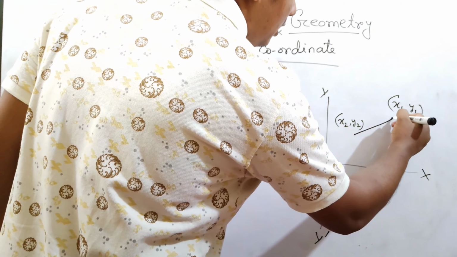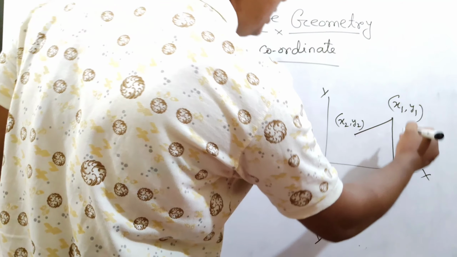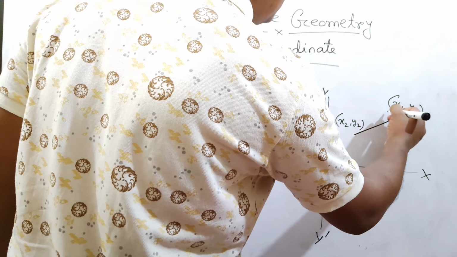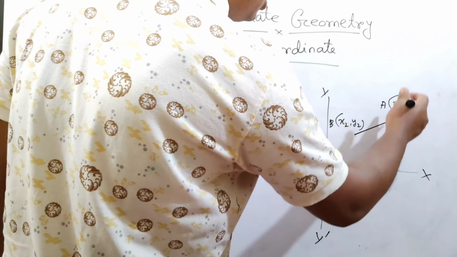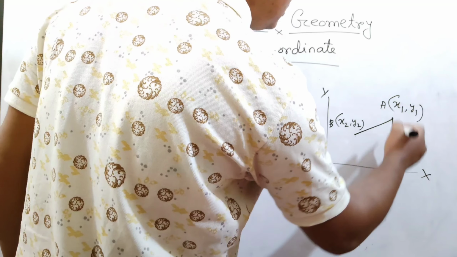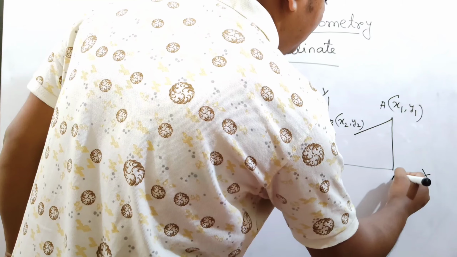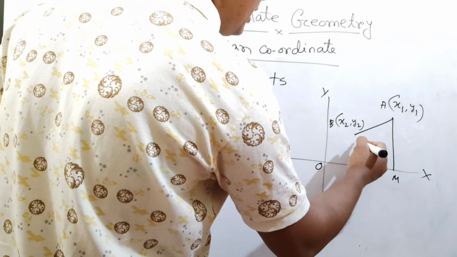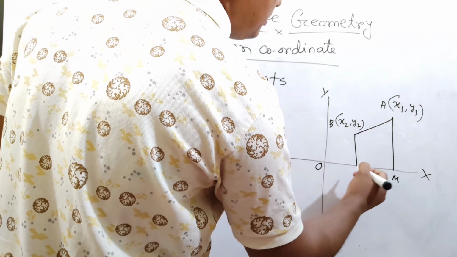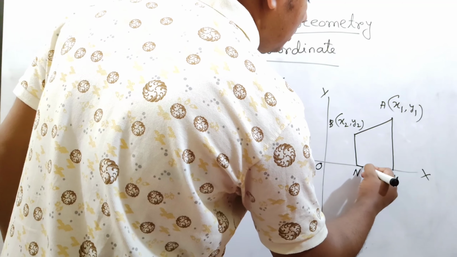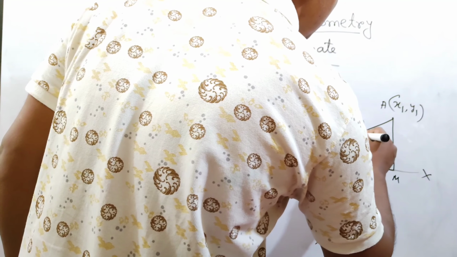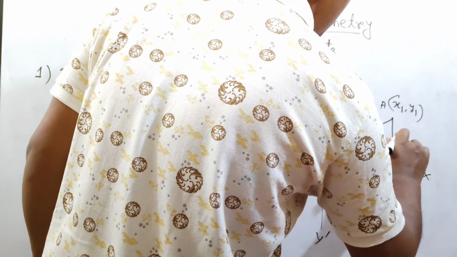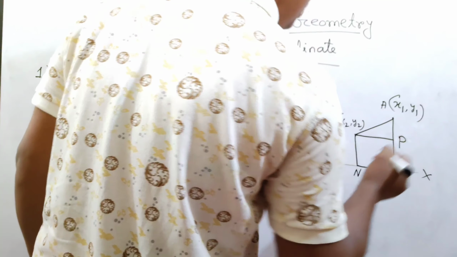We can draw perpendicular lines. Call the points A and B. From A we draw a perpendicular line on the x-axis, that is AM, and from B we draw another perpendicular line, that is BN, and we can draw another perpendicular line, BP.